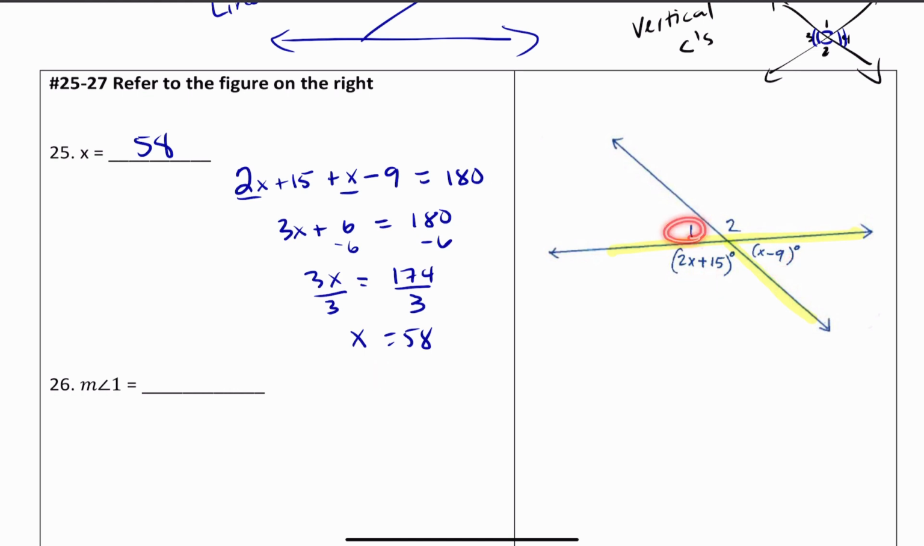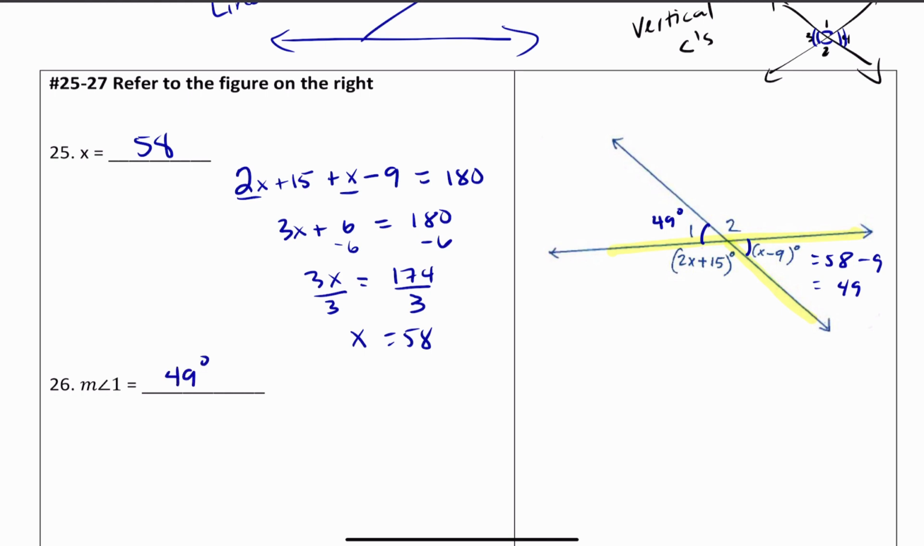I can figure out angle 1 by using the definition of vertical angles. If I plug in 58 minus 9, well, 58 minus 9, y'all, that's going to be 49. So that means this is 49, and this angle here and this angle here are 49 as well. So the measure of angle 1 is 49 degrees.